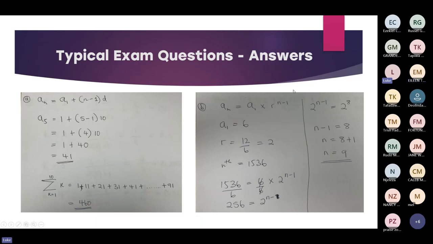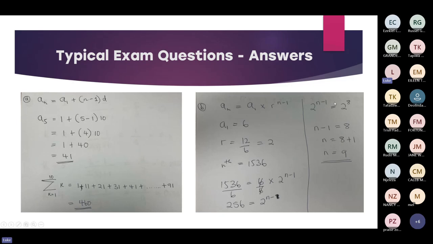If you remember, our formula is a times r to the power n minus 1. So we're going to say 256 is equal to 2 to the power n minus 1. Then 2 to the power n minus 1 is equal to 2 to the power 8, because 256 is the same as 2 to the power 8.